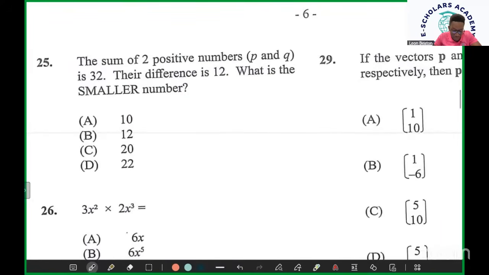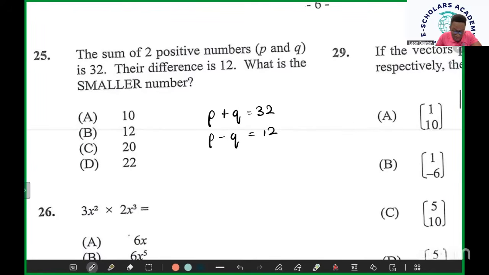So the sum of two positive numbers, P and Q, is 32. The difference is 12. What is the smaller number? So P plus Q is 32. Their difference is 12, so P subtract Q is equal to 12. What is the smaller number? Let's see if we have any easy way to work this. Nah, let's do it algebraically. Let's do it simultaneously. Let's call this equation 1 and this equation 2.